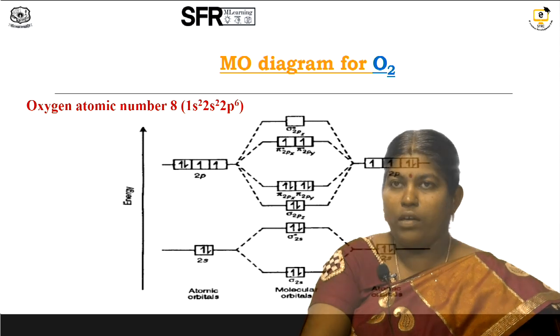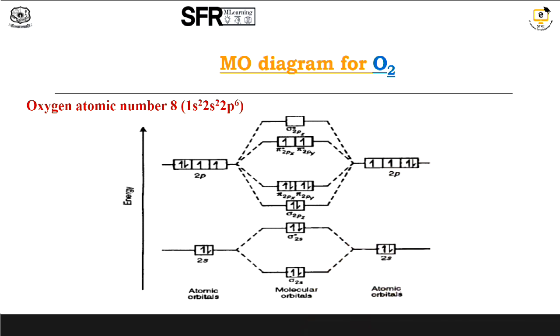MO diagram for O2 molecule. Before going to the oxygen molecule cation and anion, first we have to discuss the MO diagram for the neutral molecule, that is the O2 molecule. We all know that oxygen has atomic number 8 and an electronic configuration of 1s2, 2s2, 2p4. To form an O2 molecule, 2 oxygen atoms combine.